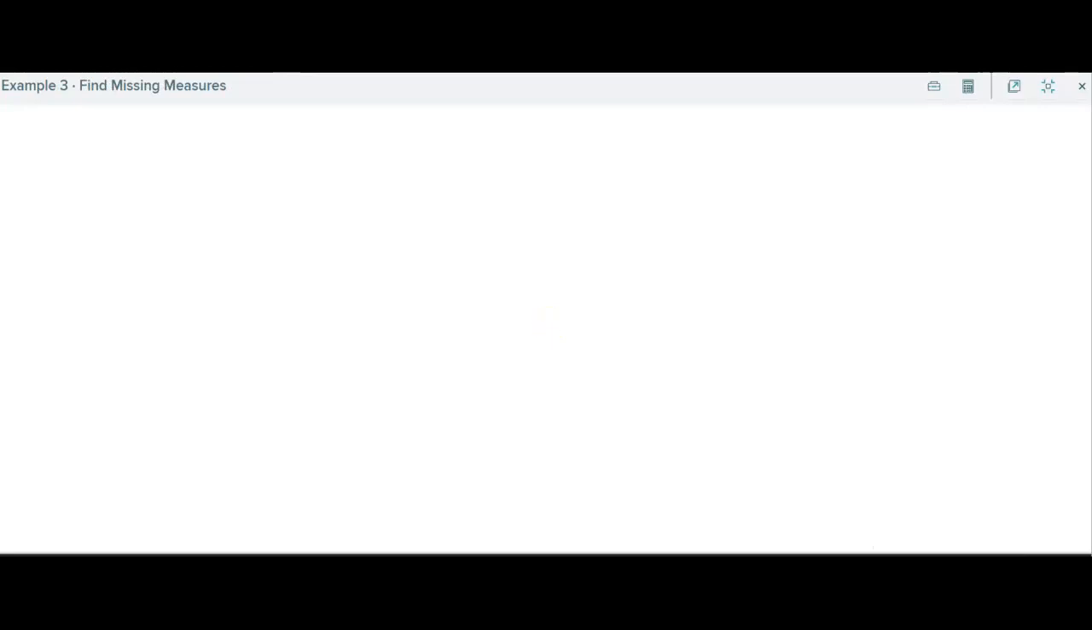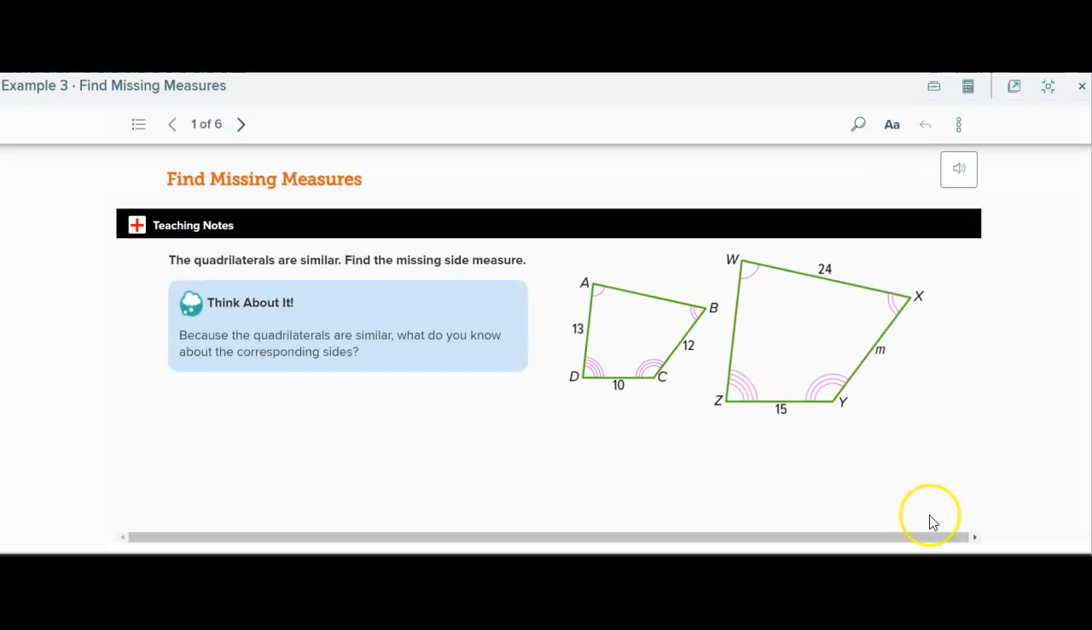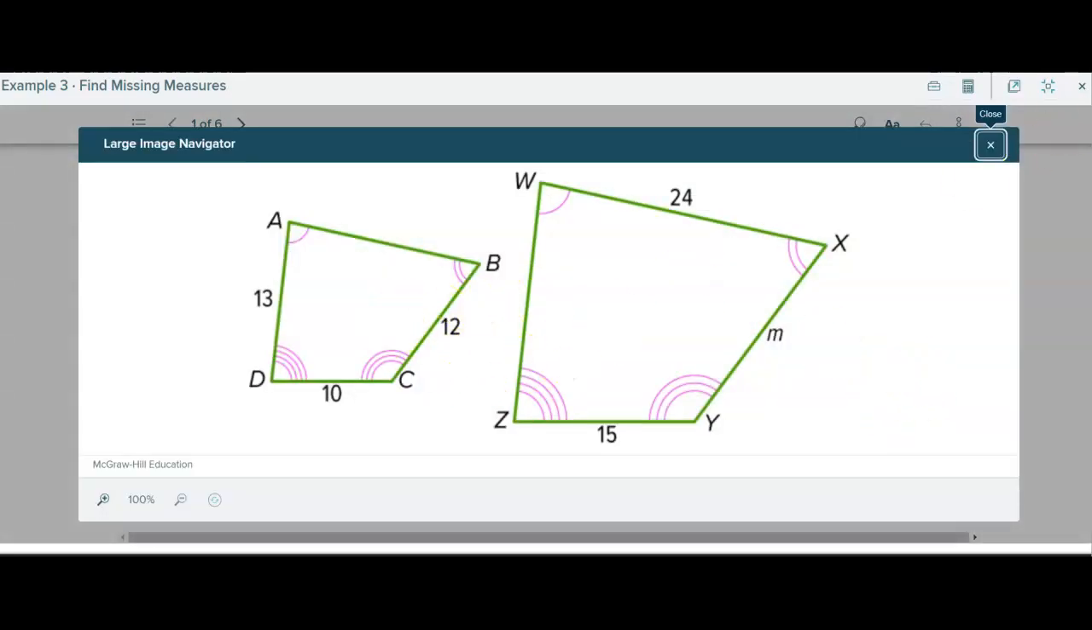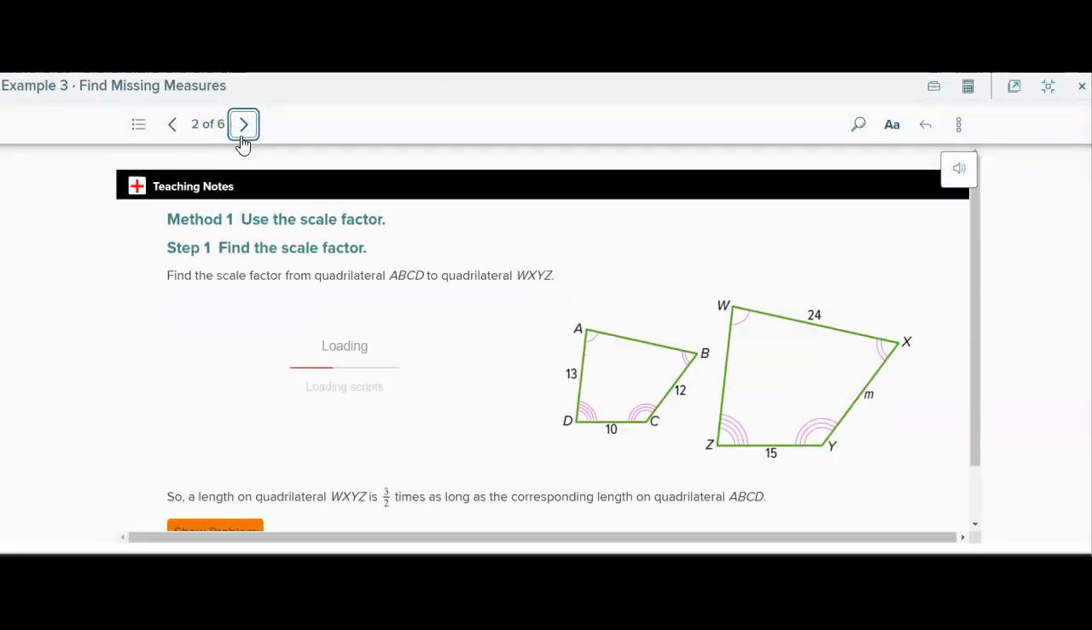This is still on page 517. These two quadrilaterals are similar. I have 3 sides of this one and 2 sides of this one. I want to find the missing side, which is this one right here. These are drawn in the same orientation, so this side corresponds to this side, and this side to this side. So the missing side, M, corresponds to this side, 12. The first thing we're going to have to do is find the scale factor.